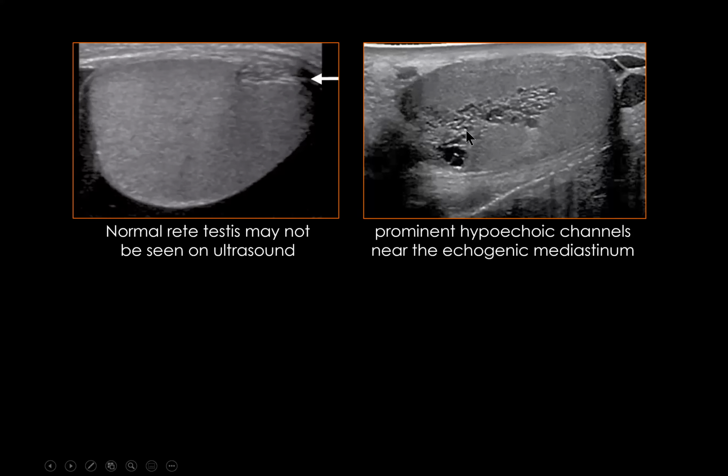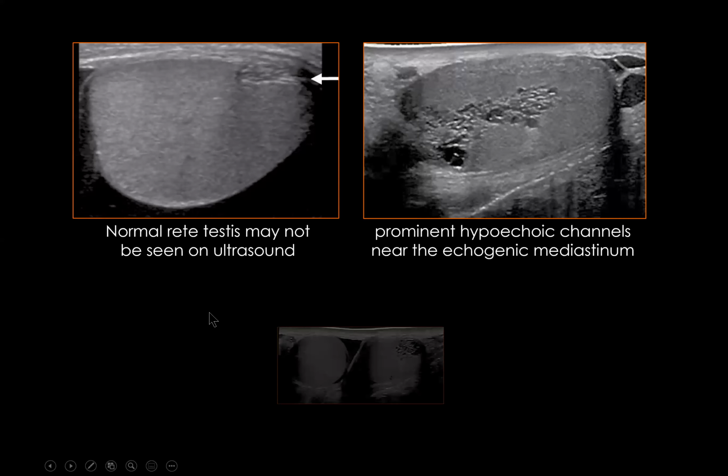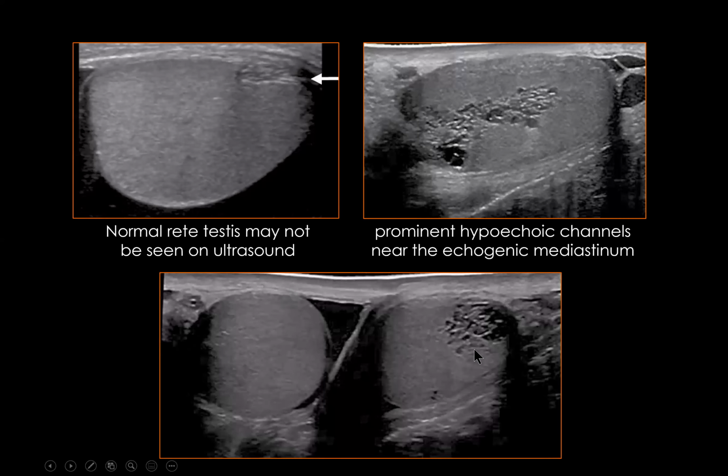Tubular ectasia appears as prominent hypoechoic channels near or at the echogenic mediastinum. This might resemble an intratesticular varicocele, but to differentiate between rete testis dilatation and an intratesticular varicocele, you have to use color Doppler. The color Doppler will differentiate between the two. And this is a panoramic view of the right and left testes, and this shows dilatation of the rete testis on the left side.